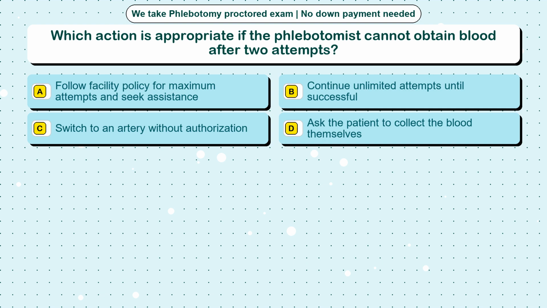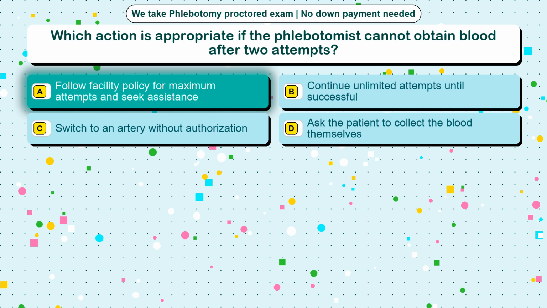Question 54. Which action is appropriate if the phlebotomist cannot obtain blood after 2 attempts? Option A. Follow facility policy for maximum attempts and seek assistance. Option B. Continue unlimited attempts until successful. Option C. Switch to an artery without authorization. Option D. Ask the patient to collect the blood themselves. The correct answer is option A. Follow facility policy for maximum attempts and seek assistance.